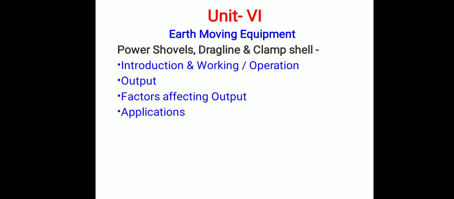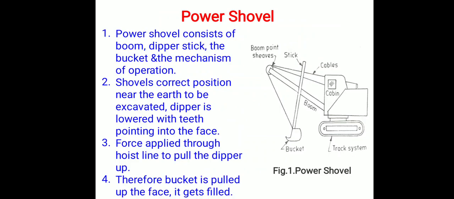These power shovels are also known as shovels, and it consists of a boom, a dipper stick and the bucket and the mechanism of operation. So here figure 1 shows a power shovel. Here we can see this is the mechanism of operation. This is a dipper stick to which a bucket is attached for the excavation purpose, and it also consists of a boom as well as cable for operation of this bucket.